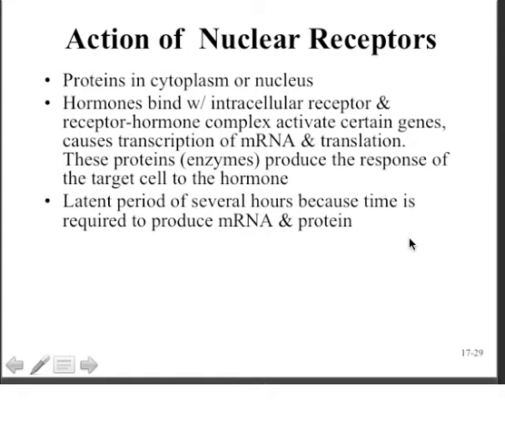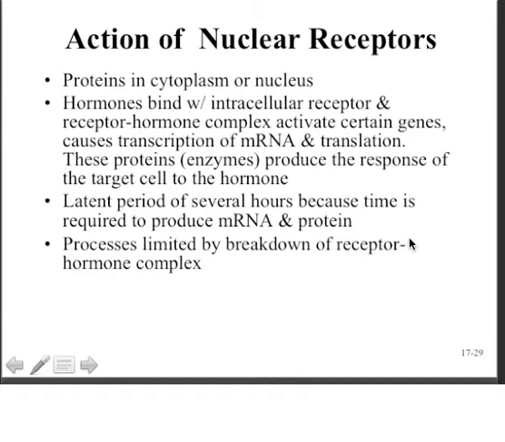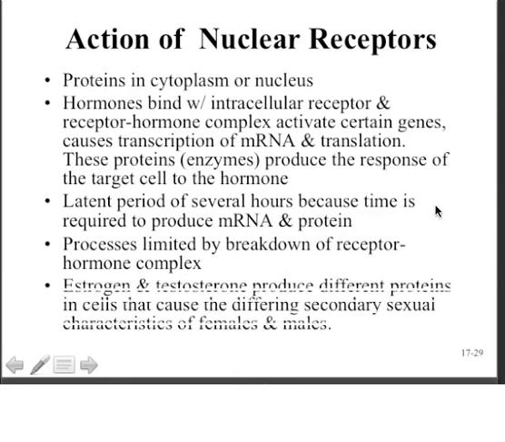A latent period of several hours occurs because there's time required to produce the message and the protein, and the process is limited by breakdown of the receptor-hormone complex. Estrogen and testosterone produce different proteins in cells that have receptors for either of these hormones, and this causes the differing secondary sex characteristics in males and females.